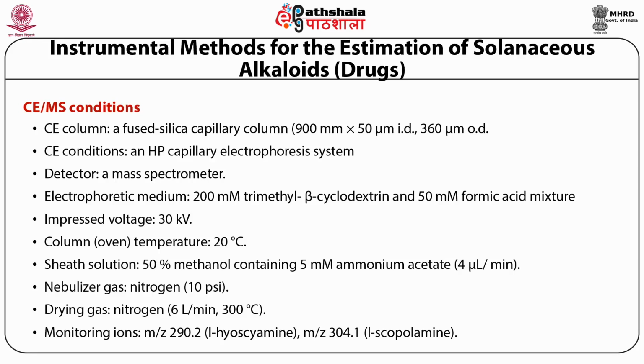So we need a CE system coupled with a mass spectrometer. The electrophoretic medium consists of a mixture of trimethyl beta-cyclodextrin and formic acid. Column temperature is maintained somewhere around 20 degrees Celsius, and drying gas nitrogen is used.